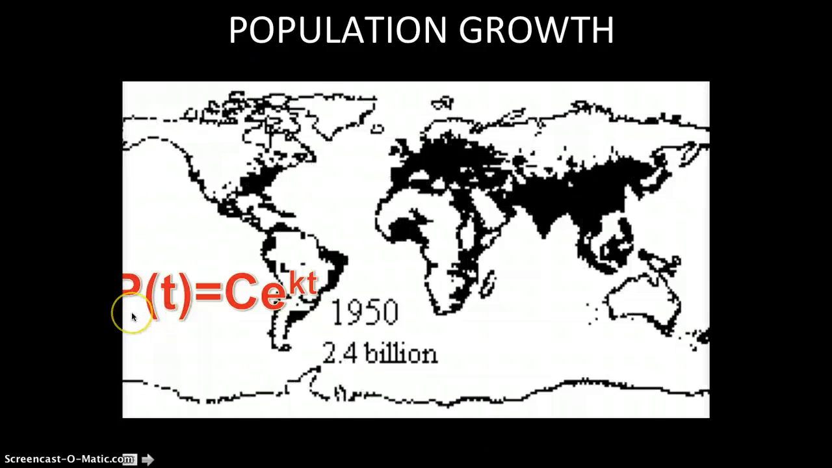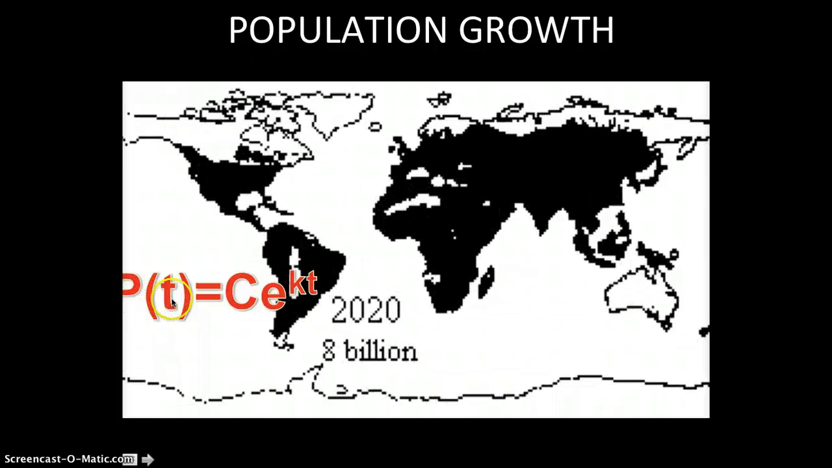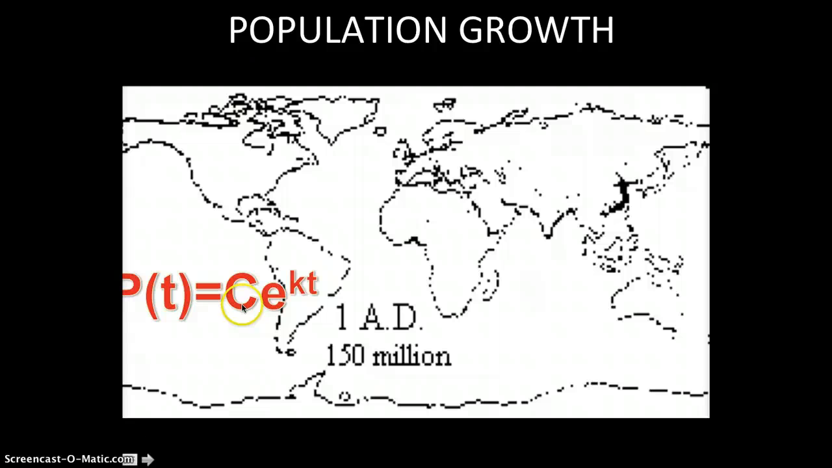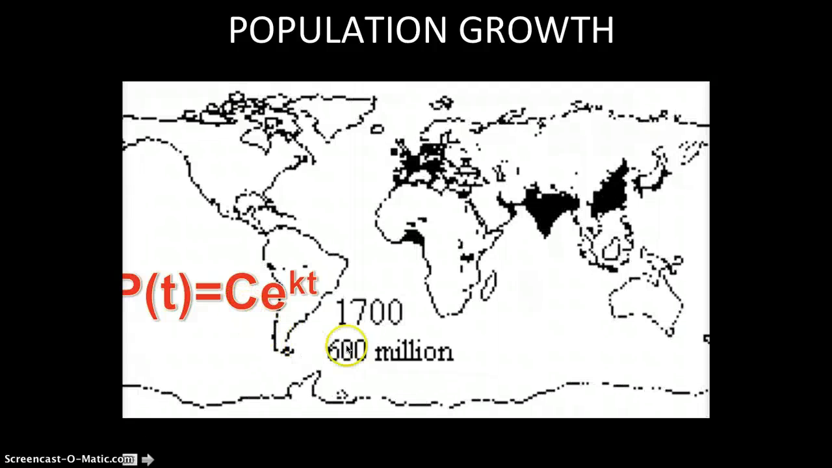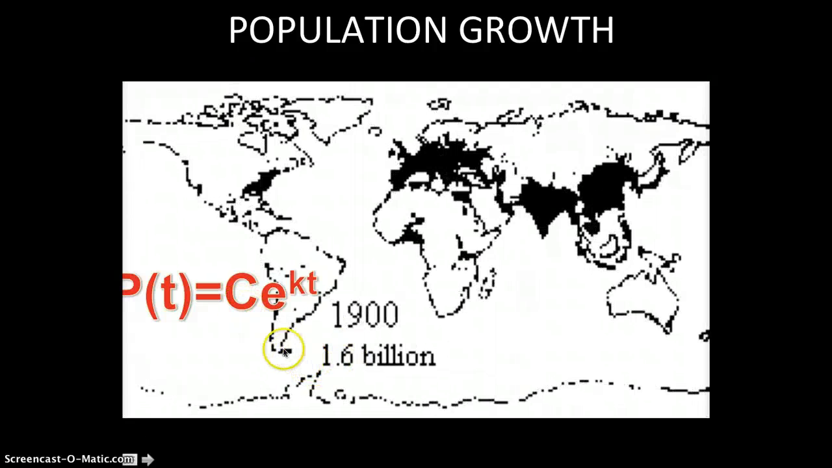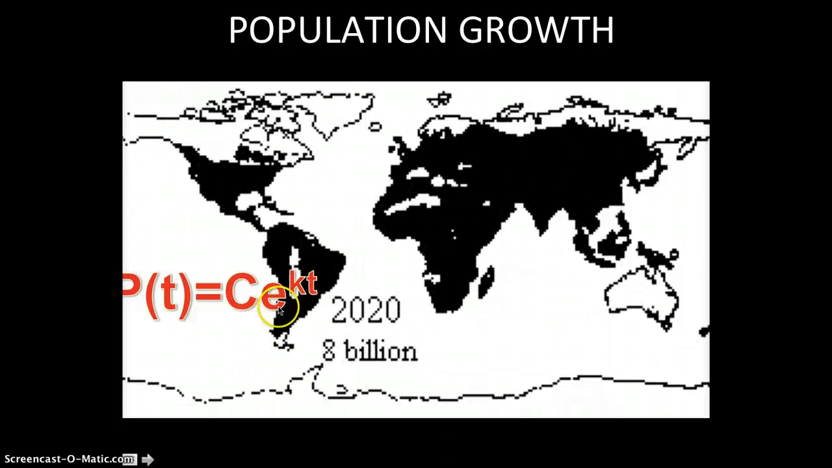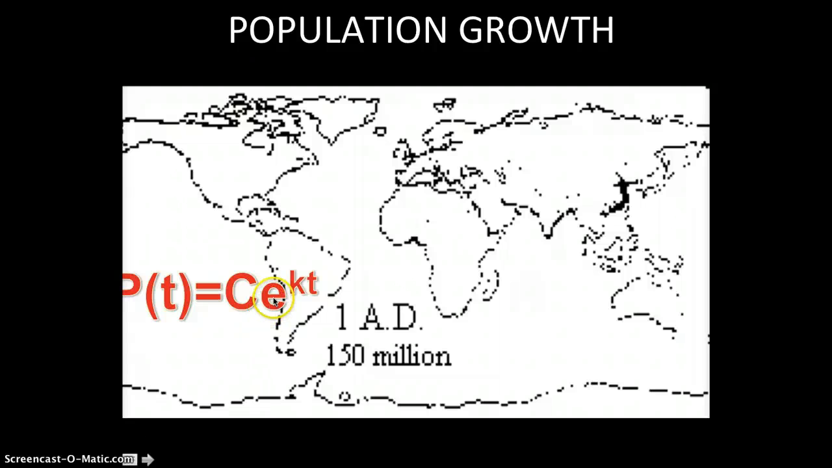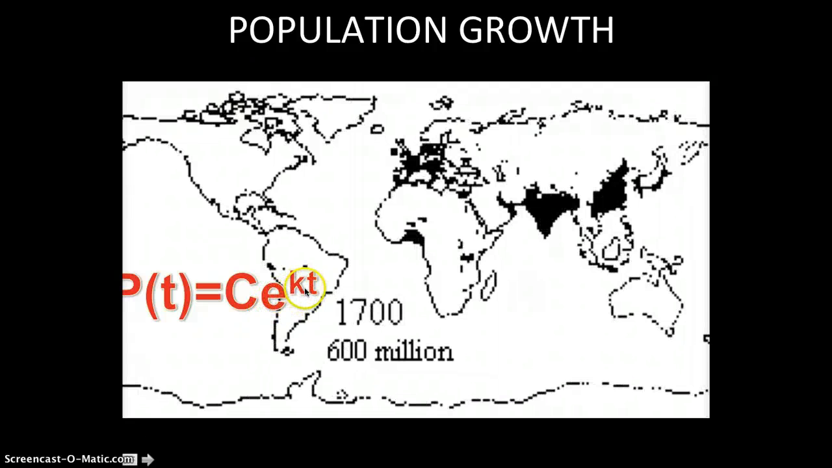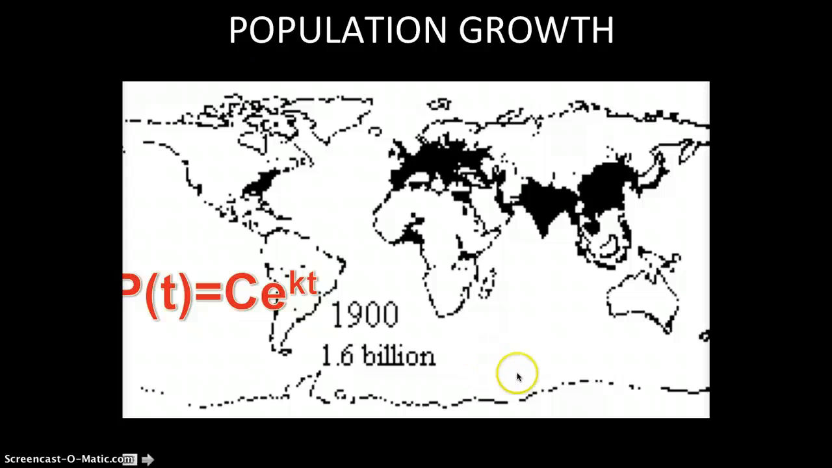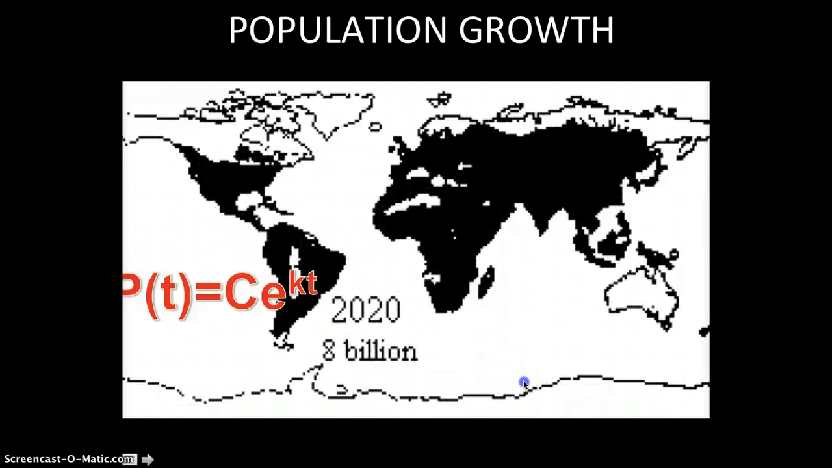The pattern is population growth over time equals the initial amount. We could either say that's in 1350 or back at 1 AD. E, which is our 2.71828, to the k t power. The k is to be determined by the pattern of the growth.